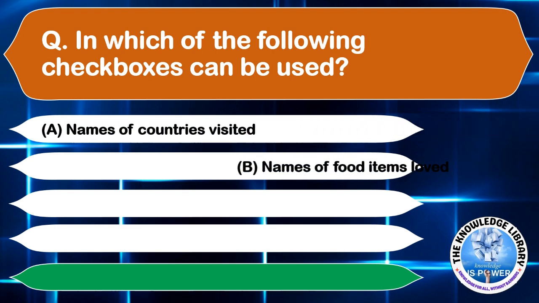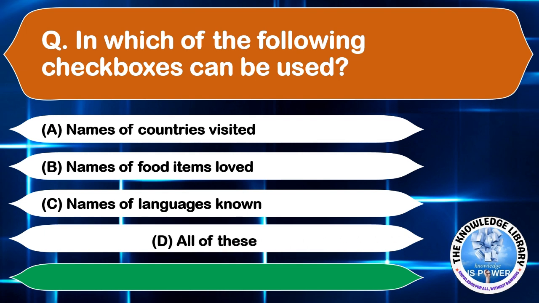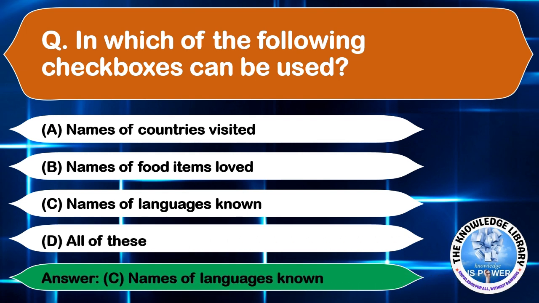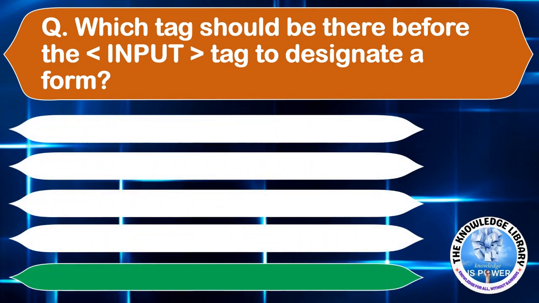The next question is, in which of the following can checkboxes be used? Option A, names of countries visited. Option B, names of food items loved. Option C, names of languages known. Option D, all of these. The correct answer is option C, names of languages known.